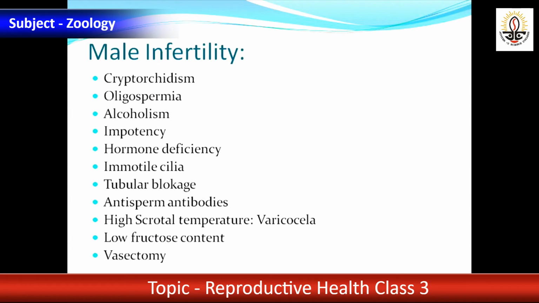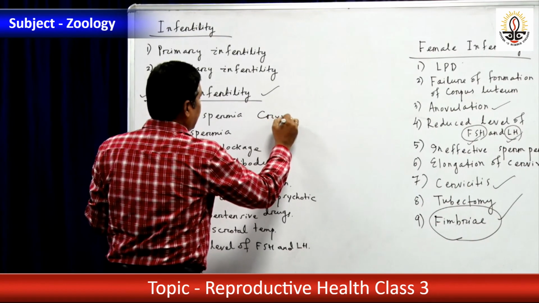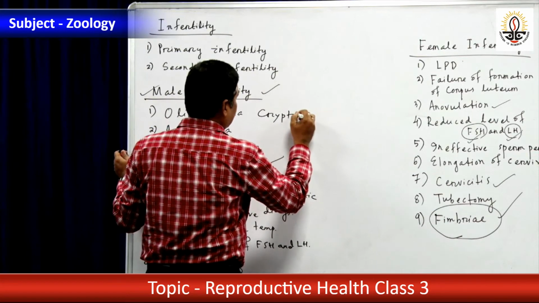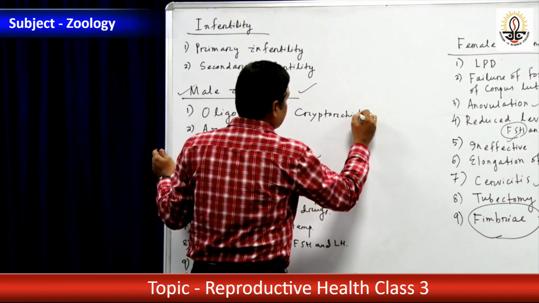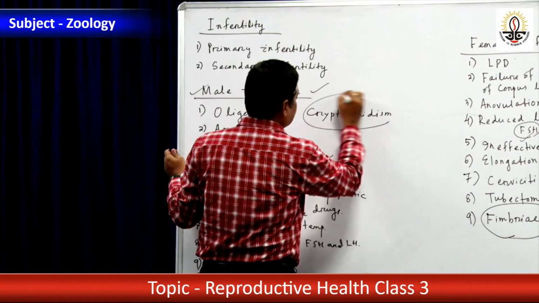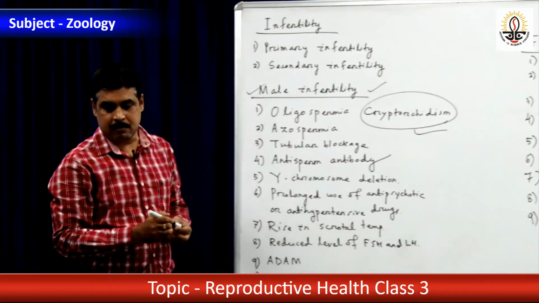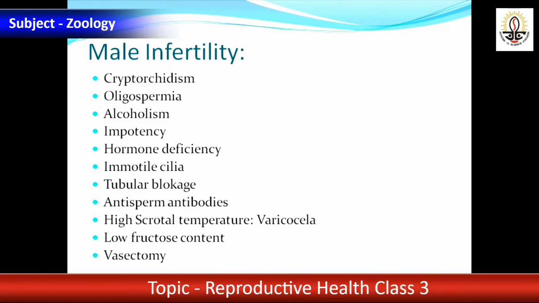Now what are the causes? Cryptorchidism, another term. What is cryptorchidism? Failure of testes to descend down into the scrotal sac. If the testes do not descend into the scrotal sac, that is cryptorchidism. Oligospermia, I told you, alcoholism. Alcohol causes impotency. Sterility, alcoholism causes impotency, and infertility also. Impotency, lack of erection of penis, hormonal deficiency, immotile cilia.